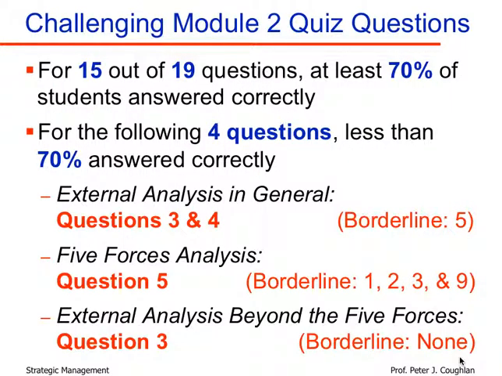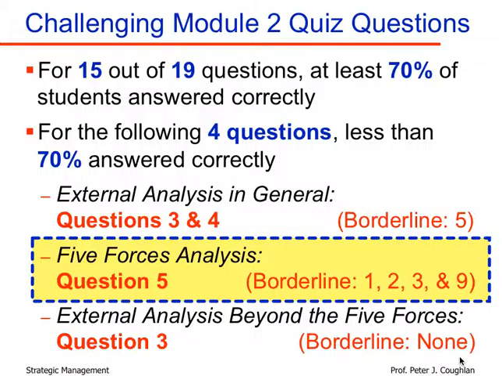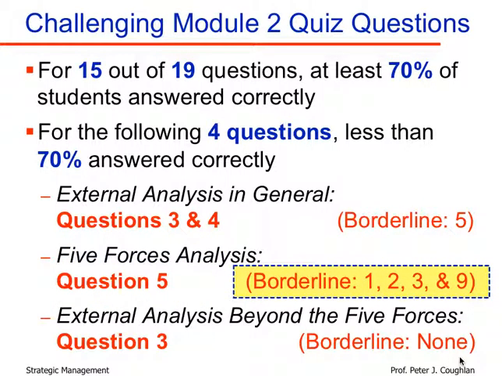All right. So then moving to the next section on five force analysis in particular, as you can see here, this is where we had only one question that fewer than 70% answered correctly, question five, but there were four that fell under this borderline, which is frankly what motivated me to record this lecture. If I only discussed question five, I'd be missing the fact that having four borderline questions on the topic of five force analysis made it worthwhile to go over some more about five force analysis.